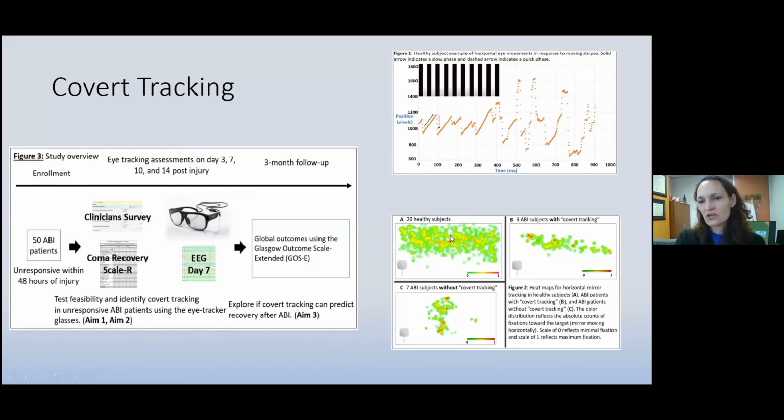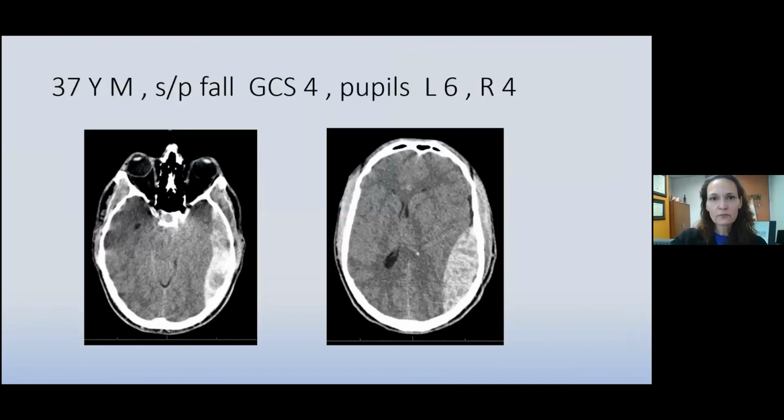Down here at the bottom, you can see healthy subjects when they're shown a mirror, they track in a pretty consistent way back and forth with the mirror. The TBI subjects that don't track have a cloud in the middle of the screen that is not necessarily organized. But in 3 of our acute brain injury patients, we did find that they were able to track, so have covert tracking, even when you couldn't appreciate that clinically. And part of this study is to do surveys of the nurses and the physicians that are taking care of the patients and ask them, do you think this person's tracking?